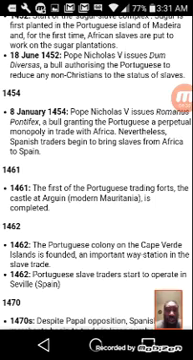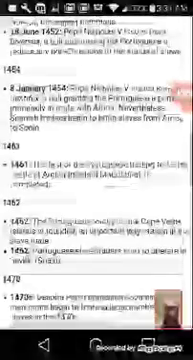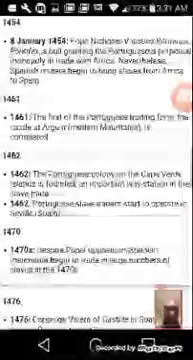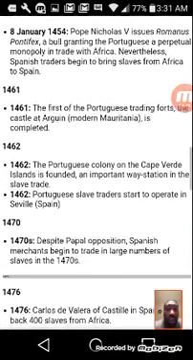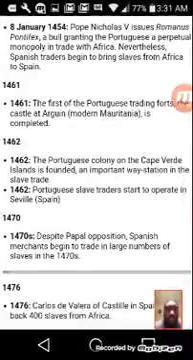1454, 8th of January, Pope Nicholas V issues Romanus Pontifex, a bull granting the Portuguese a perpetual monopoly in trade with Africa. Nevertheless, Spanish traders began to bring slaves from Africa to Spain. That's right, they were beginning to trade with Africa. So who were they trading with in Africa? Africans. That's who they were trading with, and our people were being bought and sold for wine and guns and things like that.